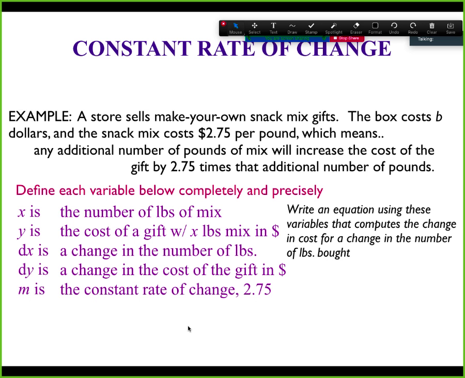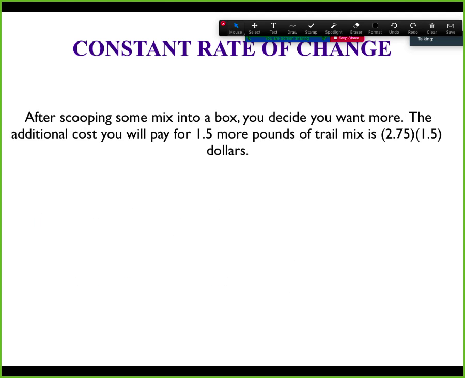dy equals mdx. Agree? Donna, you agree with that? It calculates the change in cost for any change in pounds. dy equals mdx. Yeah. Okay, so we'll stop there.